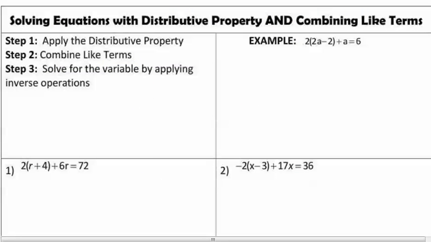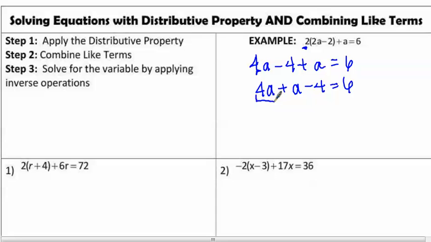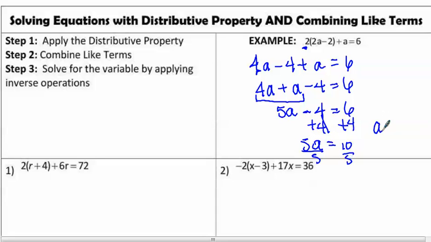Let's talk about an example with both distributive and combining like terms. Remember, the first thing you need to do is distribute any numbers on the outside of the parentheses to numbers on the inside of the parentheses. From there, rearrange your problem so you have all like terms next to each other. Now combine like terms and then solve your two-step equation. Circle your final answer.